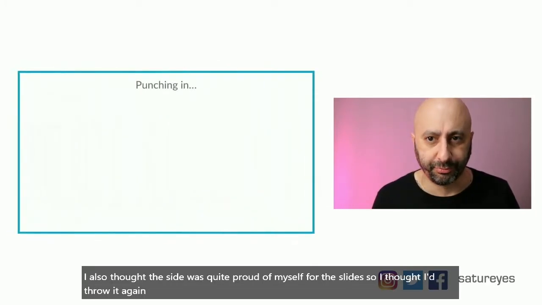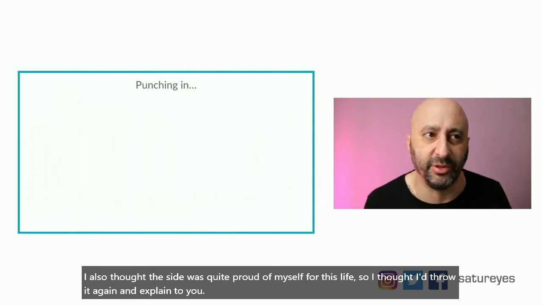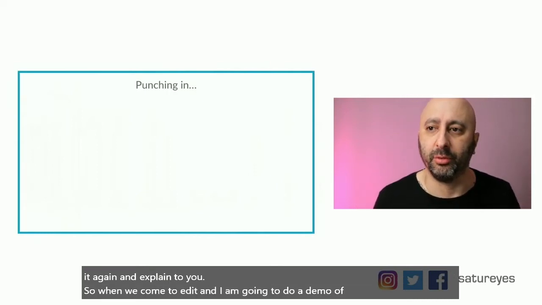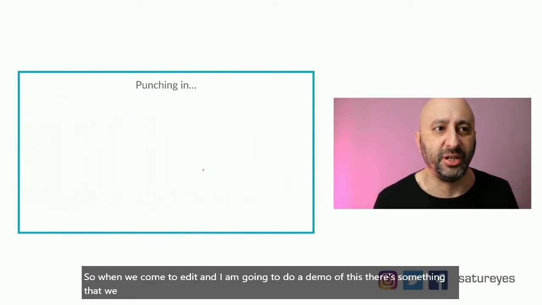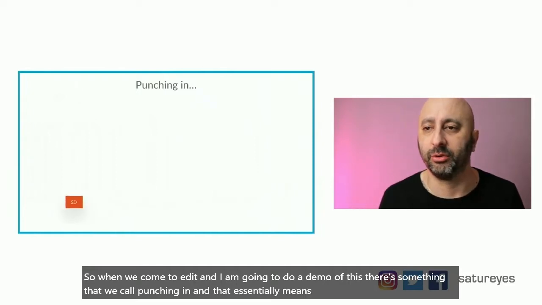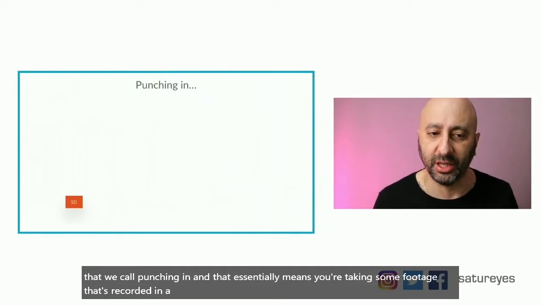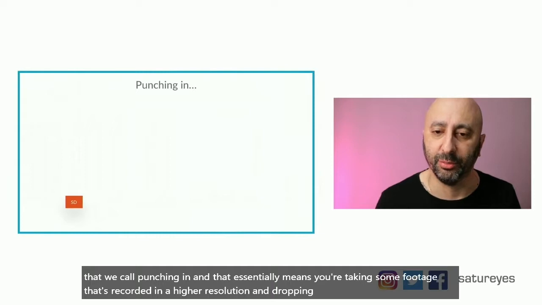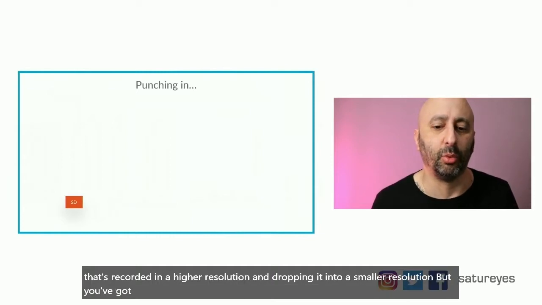So when we come to edit, and I am going to do a demo of this, there's something that we call punching in. That essentially means you're taking some footage that's recorded in a higher resolution and dropping it into a smaller resolution, but you've got more to play with. So let me explain what I mean.